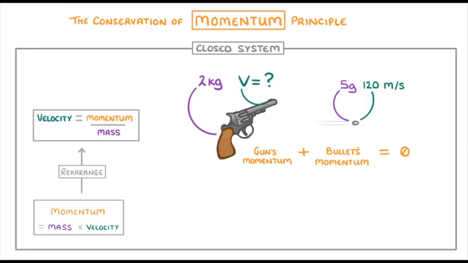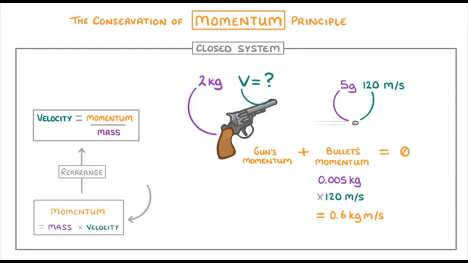The first thing we want to do is find the bullet's momentum using this bottom equation. So we do 0.005, which is its mass in kilos, times its velocity of 120, which will give us a momentum of 0.6 kilogram meters per second.